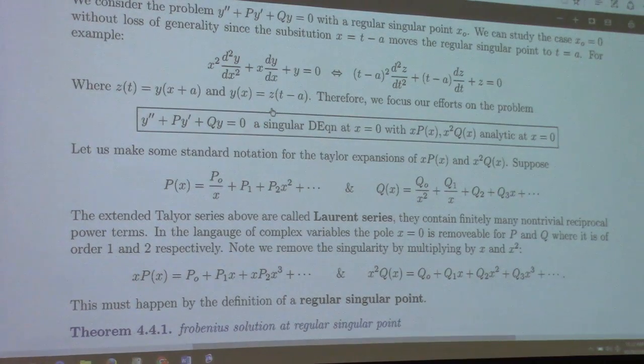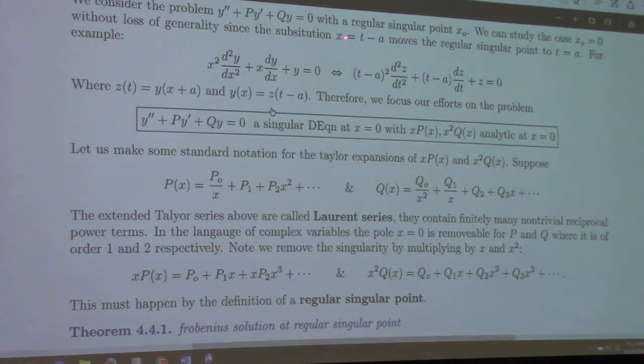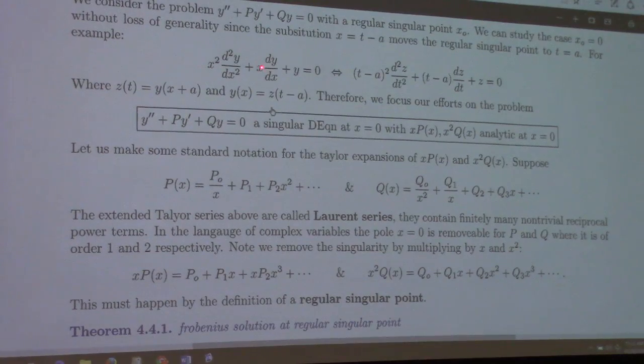Okay, so we're going to consider y'' + py' + qy = 0 with a regular singular point x0. First of all, I want to point out that we can make the substitution x = t - a. What's that do? If I plug in x = t - a, x squared becomes (t - a) squared. X becomes t - a. I should really have a p and a q down here. The point is, you do p of t - a and q of t - a.